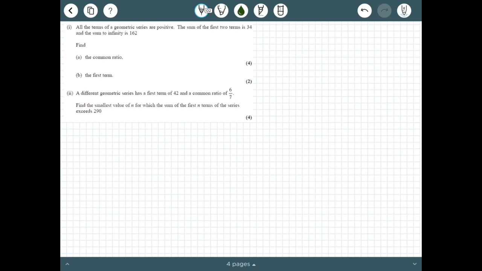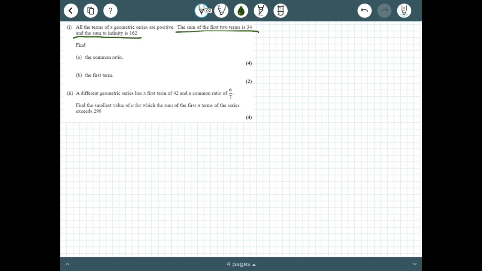So this is question 5 of the C2 2015 paper, looking at sequences. Now, for the first part of the question, we see that the sum of the first two terms is 34, and the sum to infinity is 162. No more information is given than that, and you're trying to work out the common ratio and the first term.